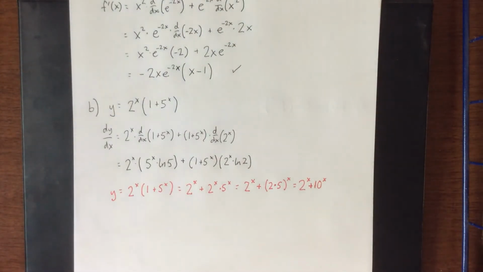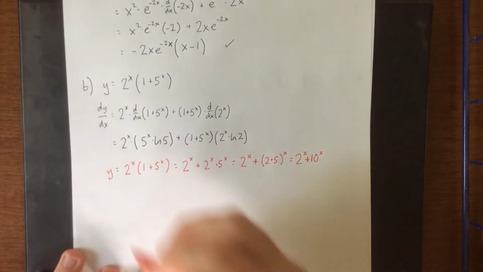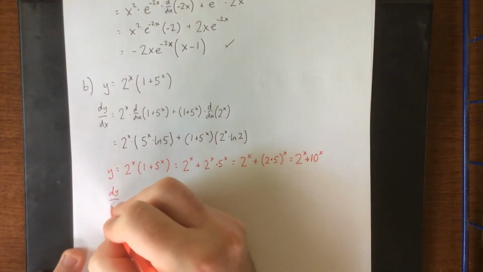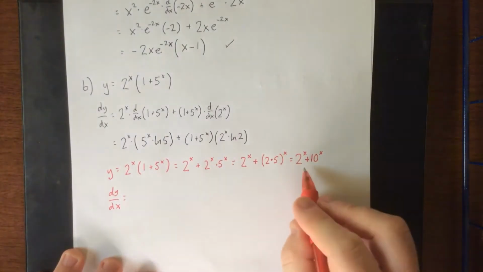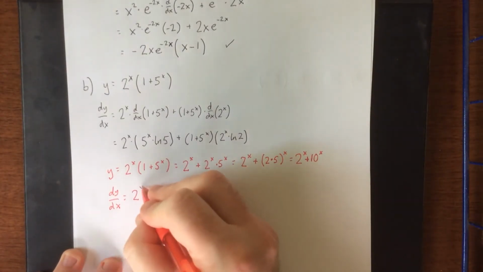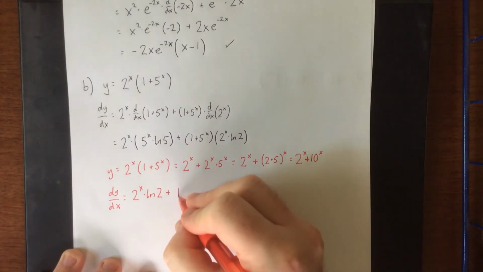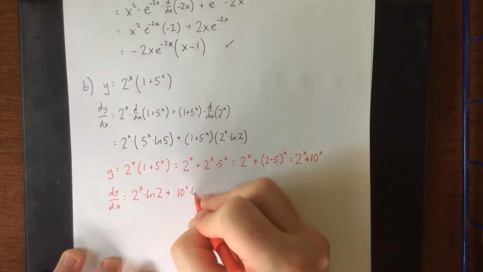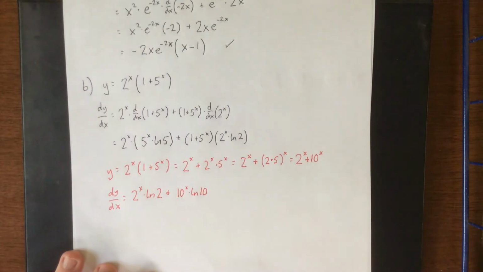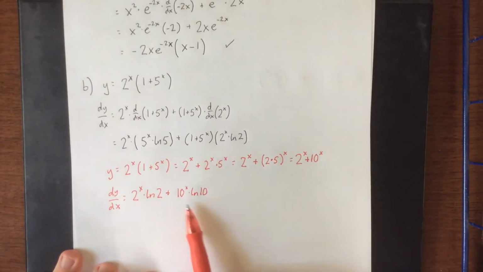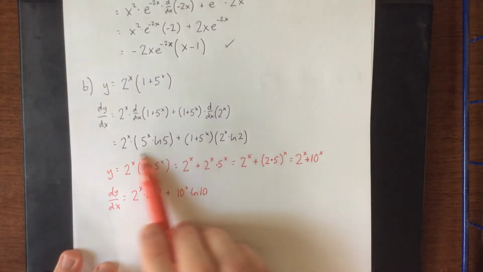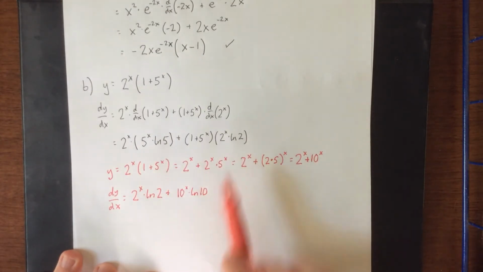This derivative does not involve the product rule because there are no more products, there are only exponentials. So dy over dx would be the derivative of 2 to the x, which is 2 to the x times the natural log of 2, and 10 to the x, which would be 10 to the x times the natural log of 10. And I assure you, algebraically speaking, this statement is equivalent to the statement that we got using the other color of ink.